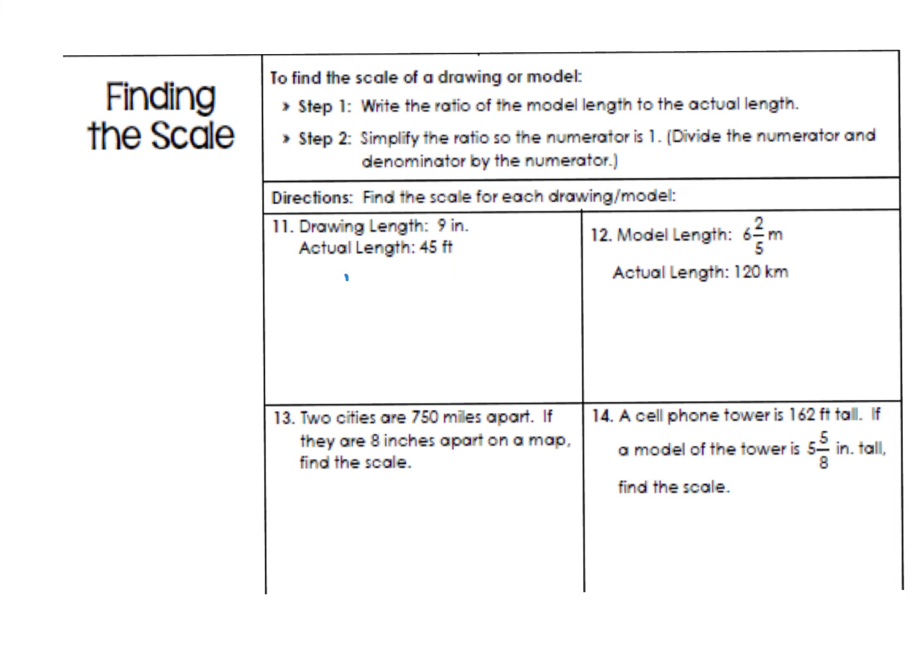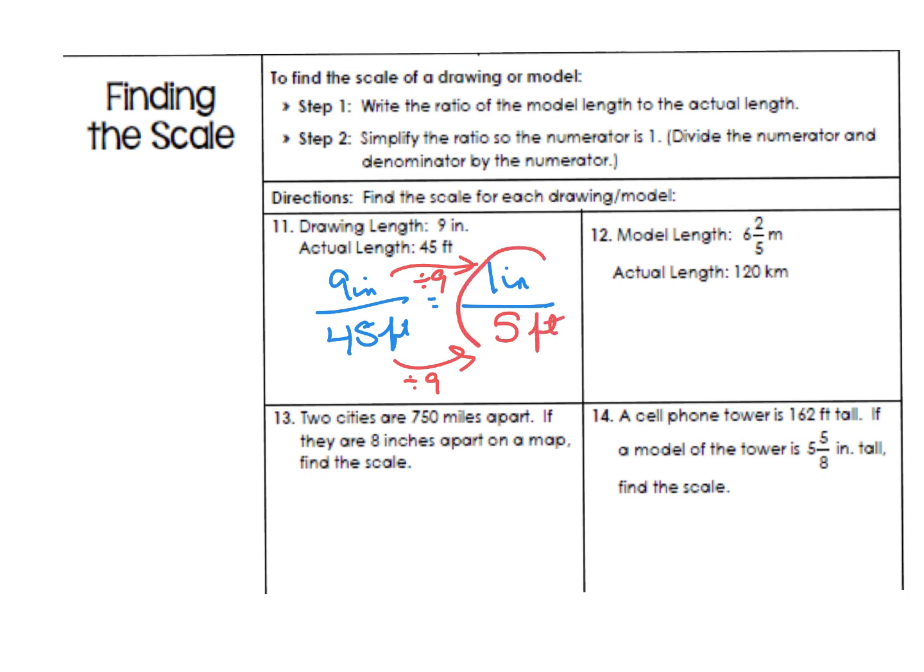The drawing length is 9 inches. The actual length is 45 feet. So I want to get the scale, which basically says 1 inch represents what? So basically, I'm going to divide by 9 to get 1. So 45 divided by 9 gives me 5 feet. So my scale is 1 inch is 5 feet. And you could write it this way too. 1 inch equals 5 feet, or represents 5 feet.